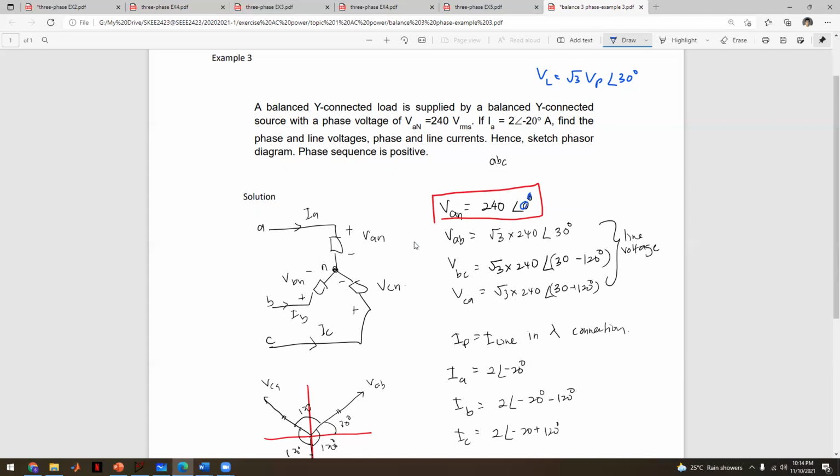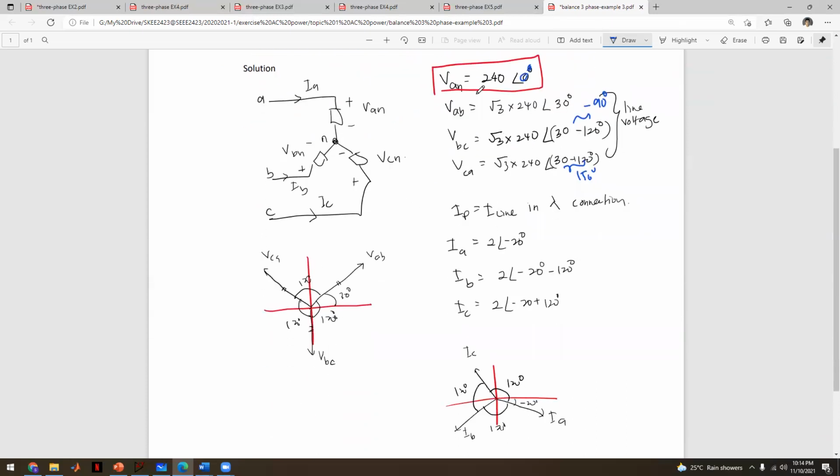From that we can start to calculate the line voltage VAB, for example. So VAB, as you can see, we just multiply by square root 3, and then the angle should be 30 degrees leading from the V phase. The same case goes for VBC, with the same magnitude, but the angle should be 120 degrees different from VAB. So this one will become negative 90 degrees. And the same case with VAC, where the angle here is 150 degrees.